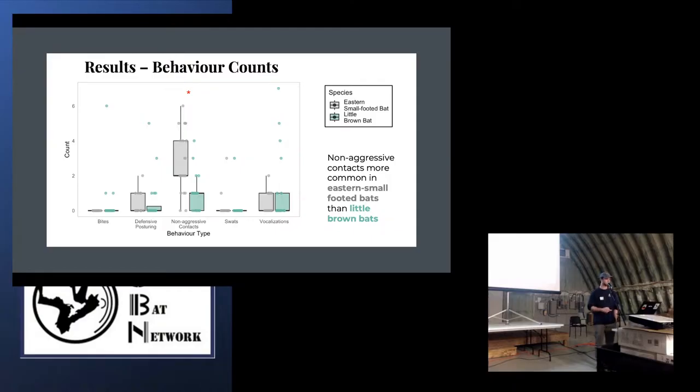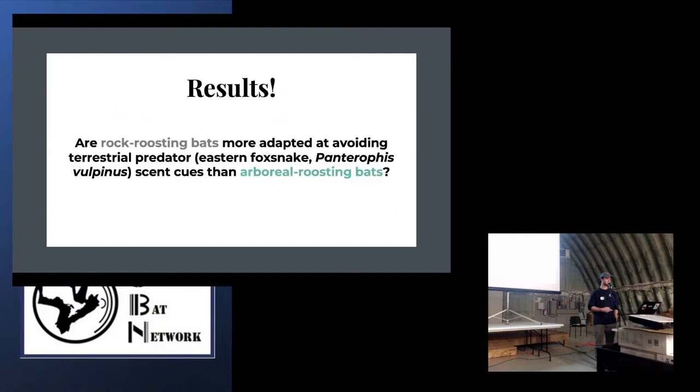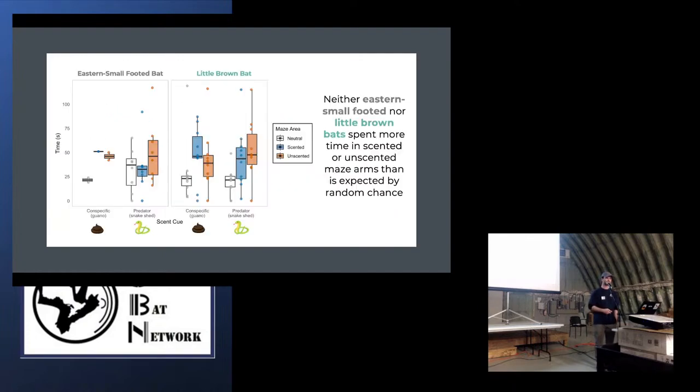But yeah, very interesting. Looking at the second set of results here for the scent trials. Little hard to tell what's going on, there's a lot going on in this graph. But on the left, you can see the eastern small-footed bat trials with the conspecific cue versus the predator cue. Similarly on the right with the little brown bats. And what I found is that neither eastern small-footed bat nor little brown bat spent significantly more time in scented or unscented arms, as expected by random chance. And as I mentioned earlier, I compared the time spent between these arms against what is expected by random chance using a series of predictive tests.